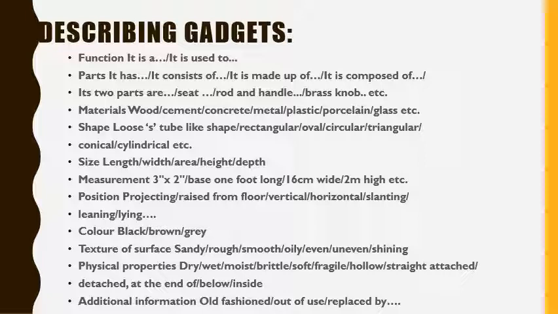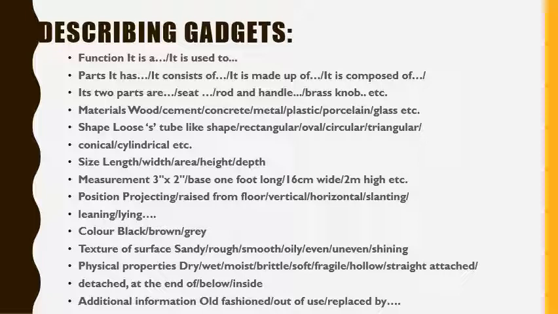Then what is the shape of this gadget? Is it rectangular? Is it oval? Is it circular? Triangular? Conical? Cylindrical? For example, when you're talking about a laptop, the screen is rectangular or square. The keyboard is rectangular. When you're talking about a thermometer, it is cylindrical. So what shape is it?